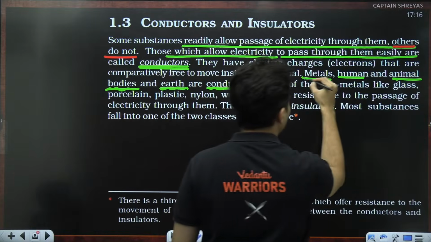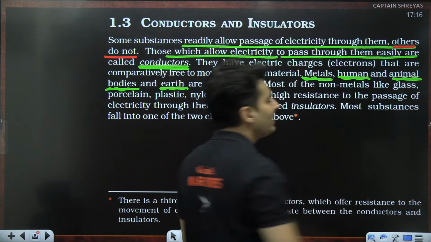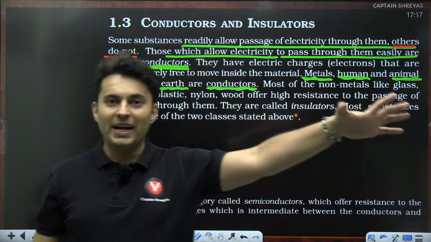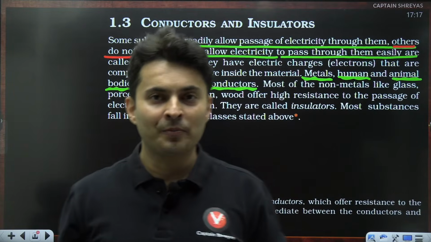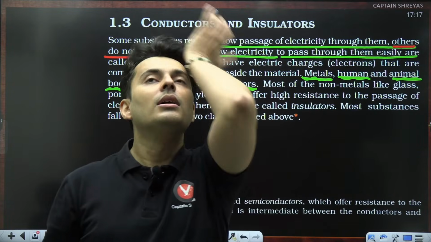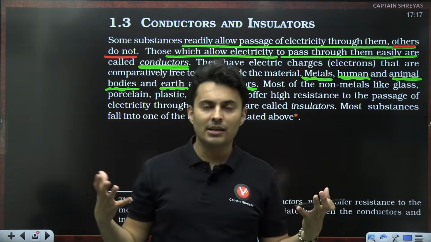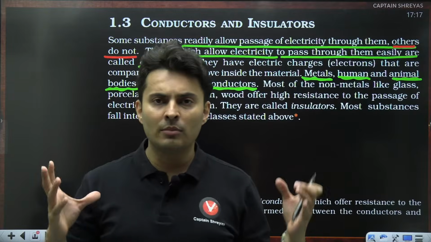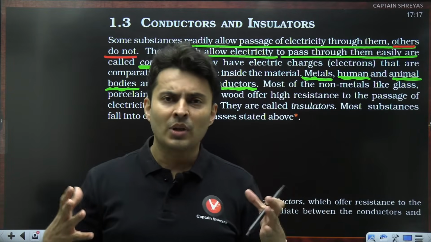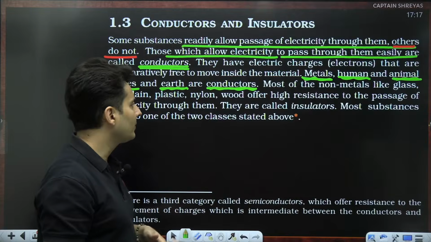Earth, human body, most of the animals. Basically, if you touch a loose wire, you will get shocked. You will die also. Even an animal, by mistake, if it happens to touch these wires, they will die because they can conduct electricity. Most of the metals, aluminum, gold, silver, copper, all these also can conduct electricity.